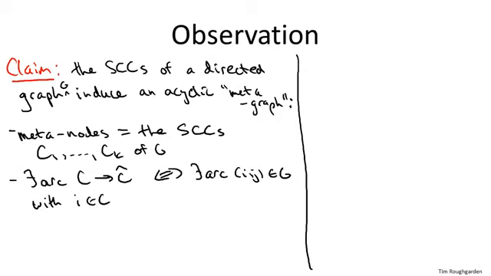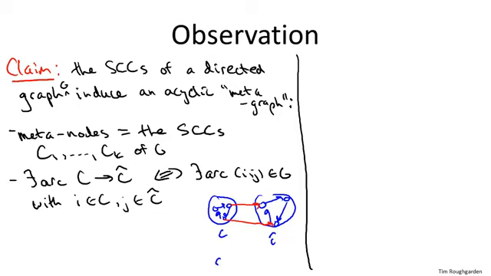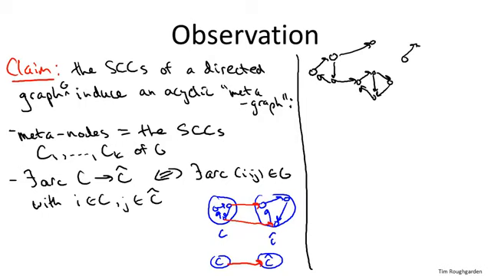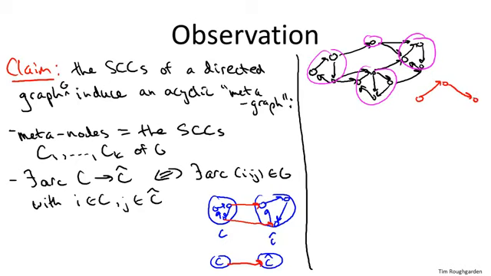So for example, if this is your C and this other triangle is your C hat, and you have one or maybe multiple edges going from C to C hat, then in the corresponding metagraph, you're just going to have a node for C, a node for C hat, and a directed arc from C to C hat. So if we go back to some of the directed graphs that we've used as running examples, the one at the beginning of the previous video, which looked maybe something like this, the corresponding directed acyclic graph has 4 nodes and 4 arcs.